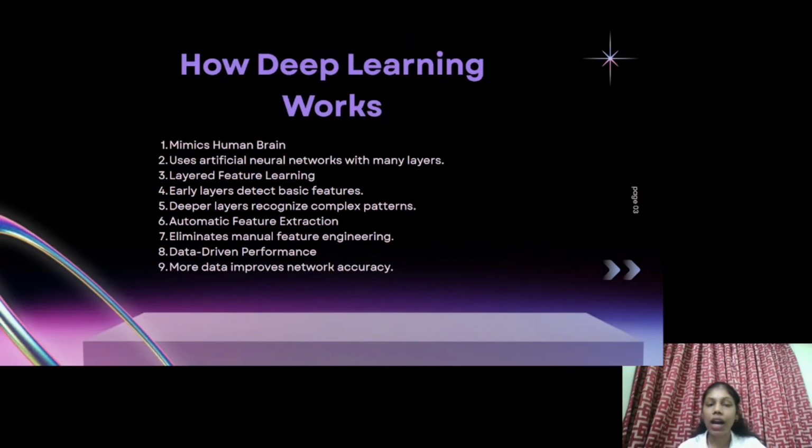Now, let me simplify how it works. Deep learning mimics how the human brain processes data. Earlier layers detect the basic patterns, for example, edges, textures, etc. The deeper layers identify more abstract shapes and objects. This eliminates the need for manual feature engineering. The more data we feed, the better the model performs. It basically thrives on large-scale datasets and even learns from direct examples.